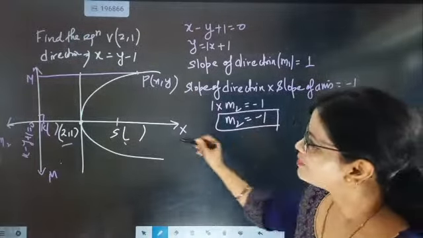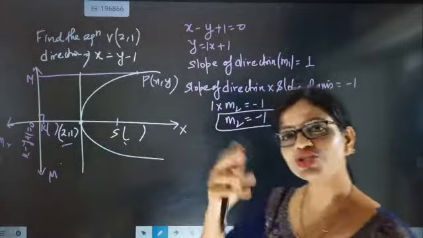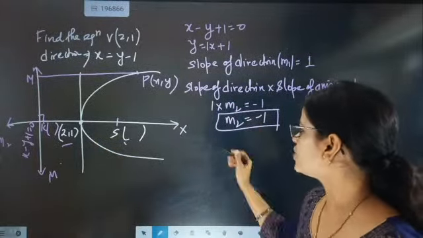Now look here, m2 is coming, so one point is there. Point is (2, 1) and slope is given as minus 1. So equation of axis.